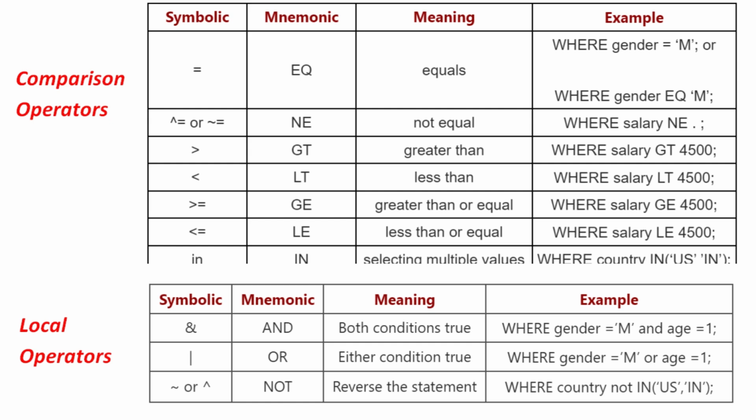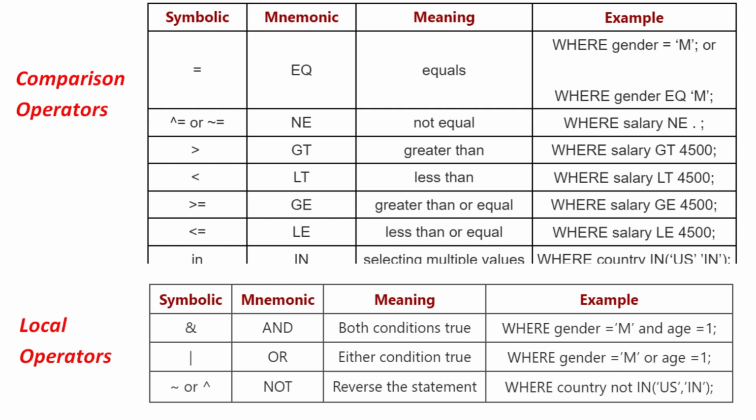Where has two types of operators. First one is comparison operators, second one is logical operators. First one, that is comparison operators, are equals, not equal, greater than, less than, greater than or equal, less than or equal operators. Second one, that is logical operators, is the AND operator.